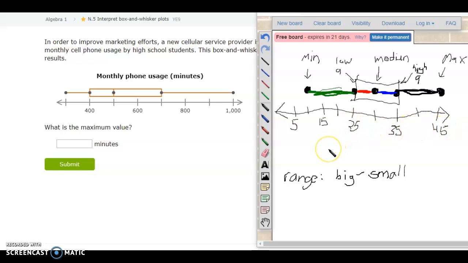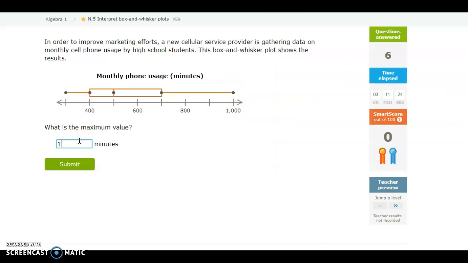Another thing you're going to need to remember is how to find range. Range is your biggest number minus your smallest number. So let's take a look at the first question. First question wants to know, based on this box and whisker plot, what is the maximum value? So if I take a look at my dots, my max is here at 1,000.